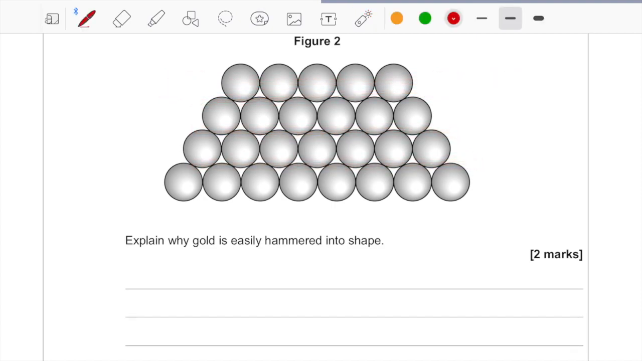So it's 2 marks. First mark is really saying that it's layers of atoms. So it's really that word layers. And then the second mark is simply can slide over each other.